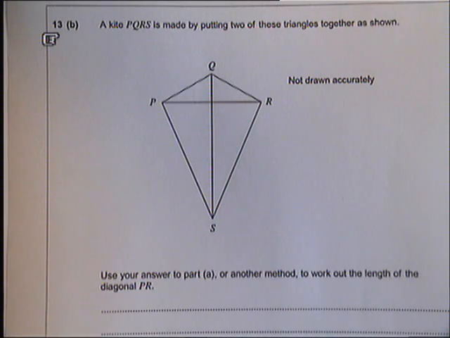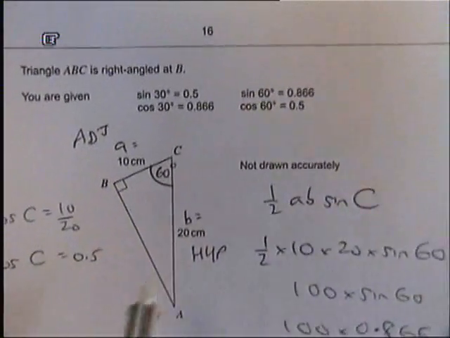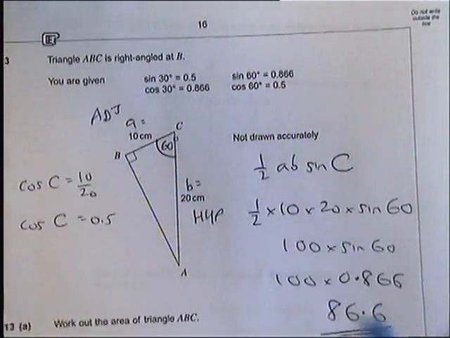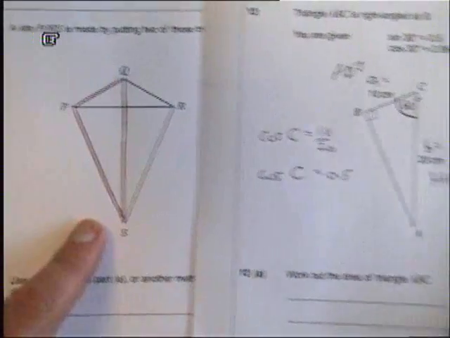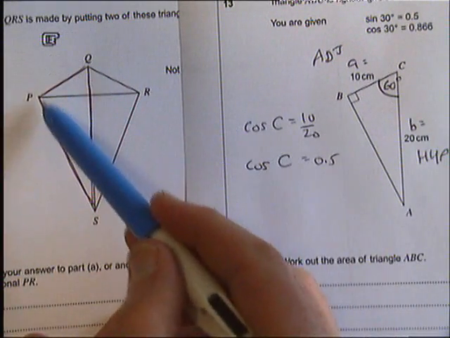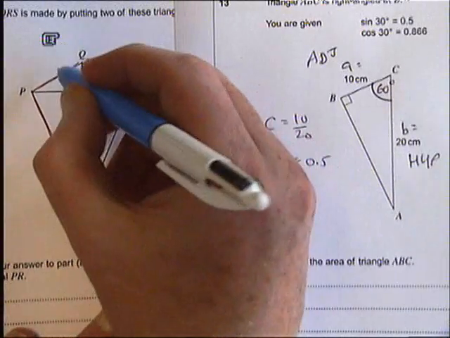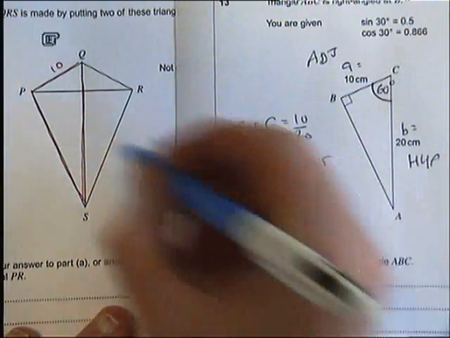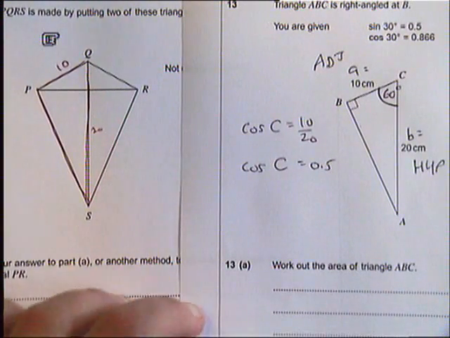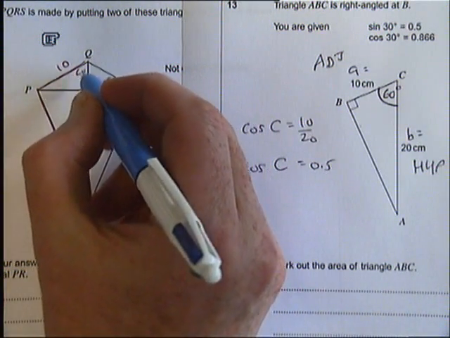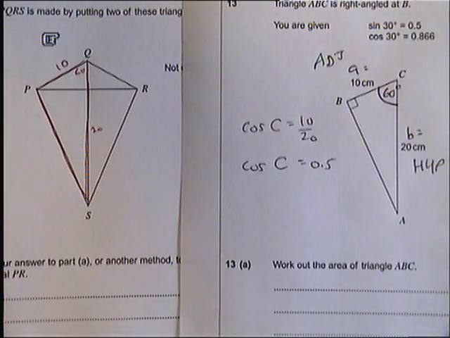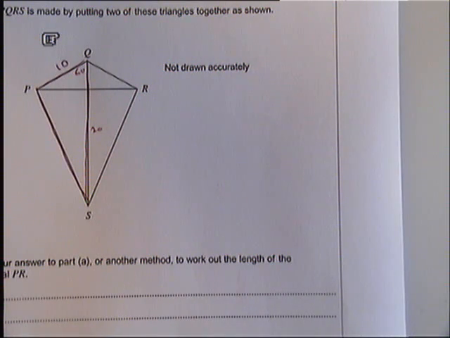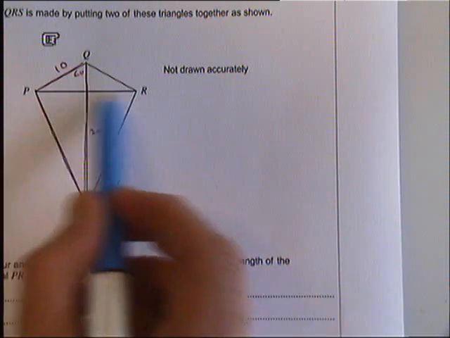Moving on to part B, this new shape, this kite, has been made by putting two of these triangles together. So this right-angled triangle we've just done is this right-angled triangle here. That triangle I've just gone over is the same as this triangle here, which means I now know that that is 10. I know this distance all the way down here is 20. I also know that this angle up here is 60 degrees. So that's the information that I've got. I also know that the area of that triangle is 86.6 centimetres squared. And in this question, they want you to work out this length here, PR.